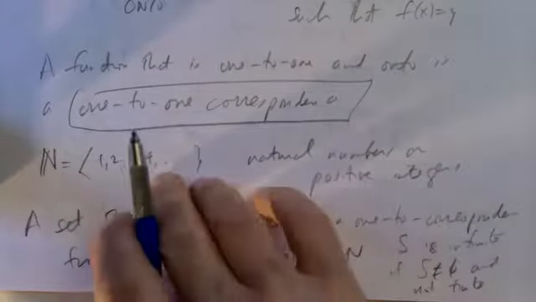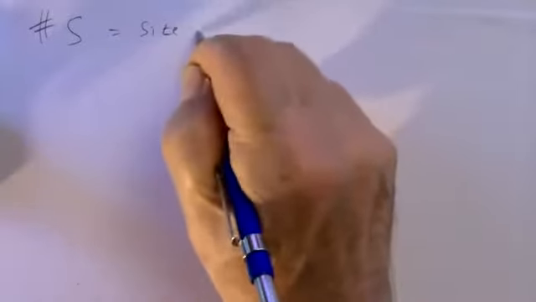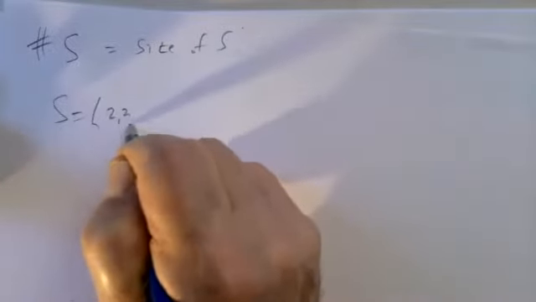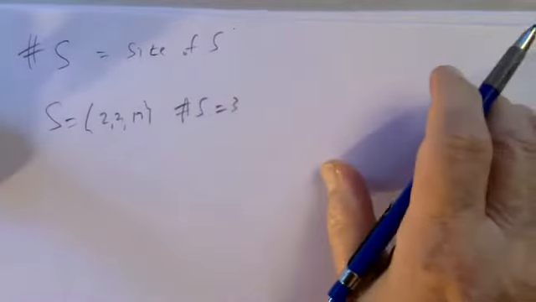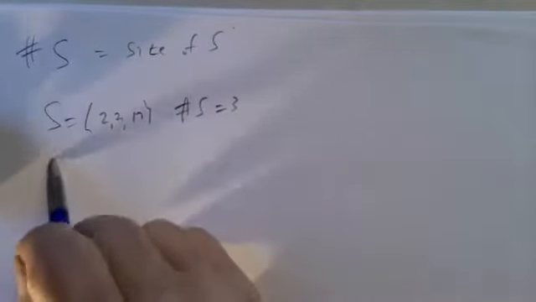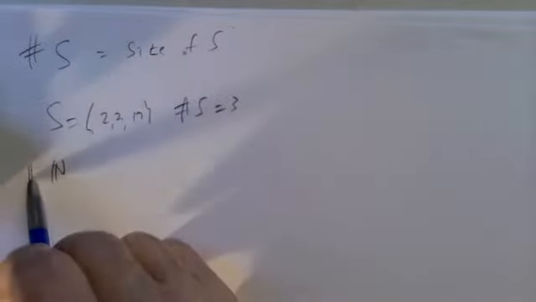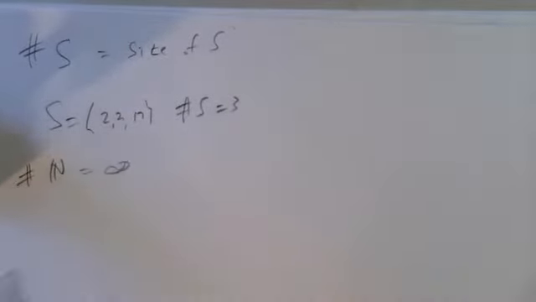There are some simple properties of the sizes of sets that it's important to know. We'll write, the book writes it a slightly different way, but this |S| is equal to the size of S. So for example, if S is the set 2, 3, and 17, the size of S is 3. If N is the positive integers, the size of N is infinite.